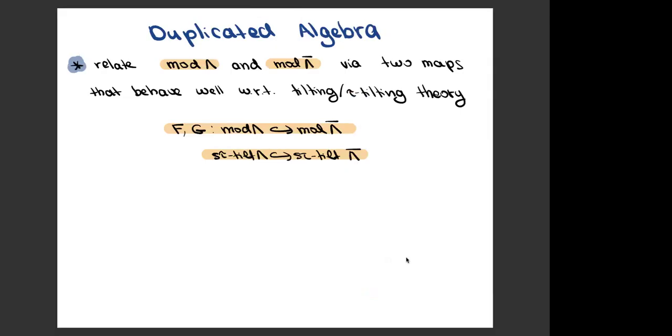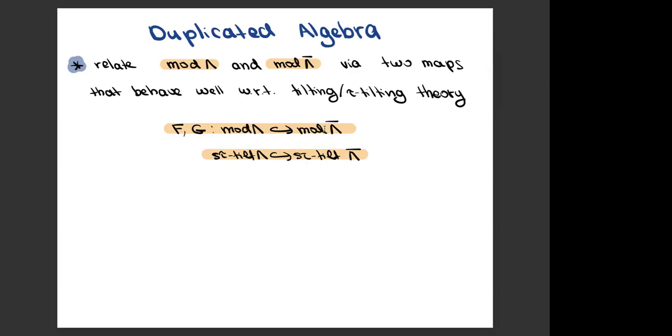Okay, so here's what I want to say about duplicated algebras. So what's going to happen next? I'm going to relate mod lambda to the category mod lambda bar, this duplicated algebra, via two maps, which I call F and G, such that they behave well with respect to tilting or support tau tilting theory. So I'm going to go from mod lambda to mod lambda bar, such that I'm going to have some sort of embeddings from support tau tilting of lambda into support tau tilting of lambda bar. And so automatically you see already two maps.